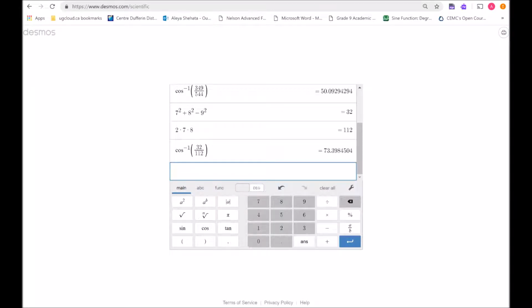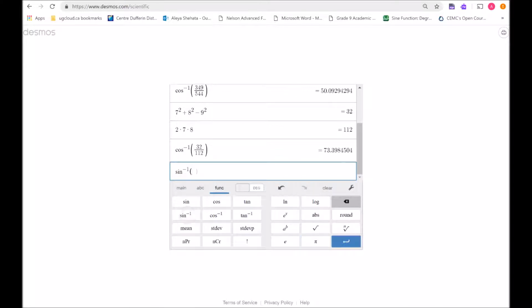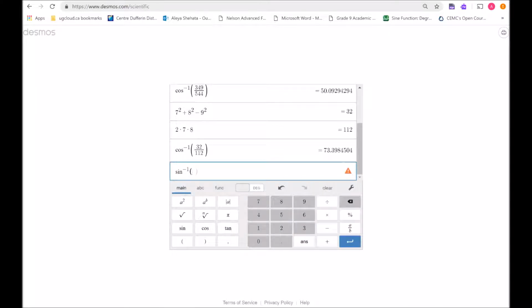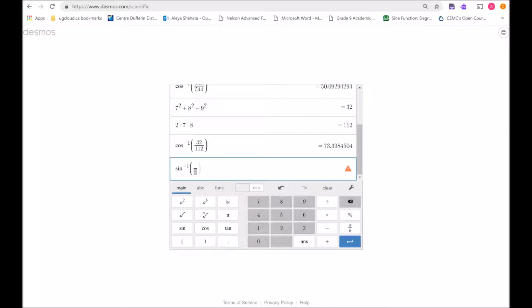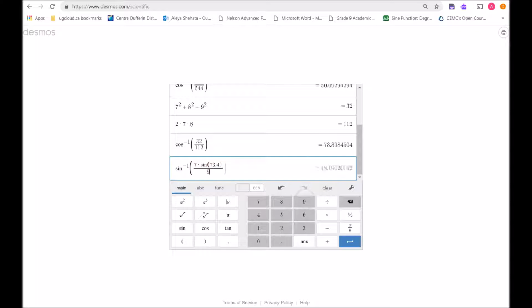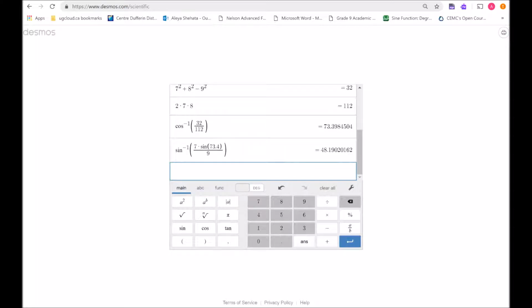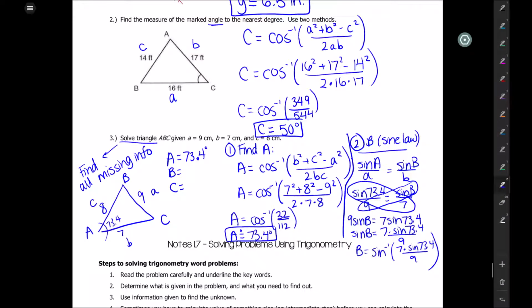I'm going to go to function inverse sine of, remember you're going to put the divide sign so you've got your whole entire fraction ready to go. So 7 times the sine of 73.4, and that's all over 9. Here we end up getting 48.2 degrees. So B is equal to 48.2 degrees.